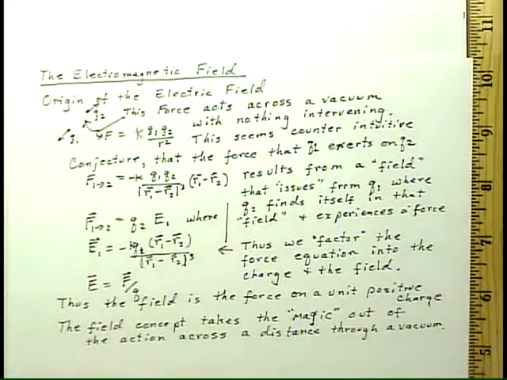So at any point, if we want to find out what the electric field is at any point in space, we simply put a unit positive charge at that point and determine both the magnitude and the direction of the electric field. In a certain sense, the concept of the field takes the magic out of the action across the distance through a vacuum. But you would be certainly correct in saying this is just a simple factoring.